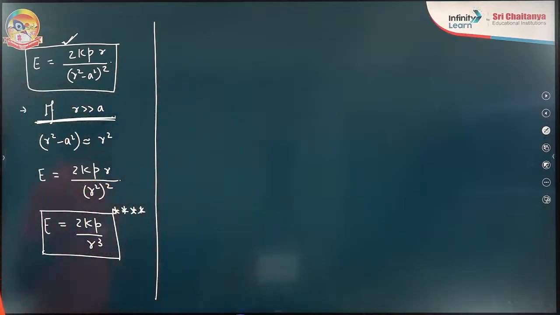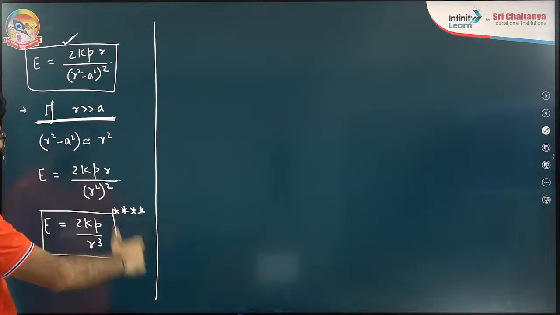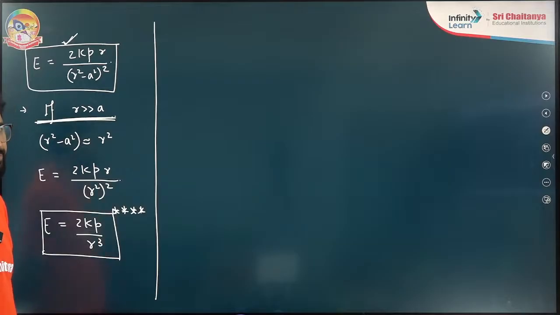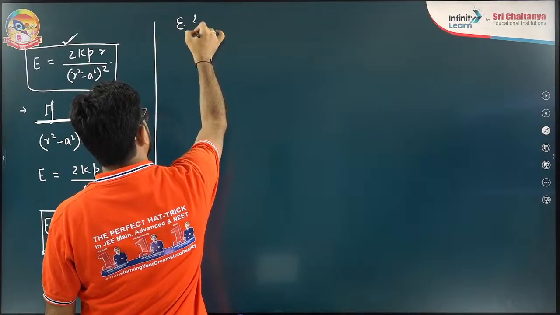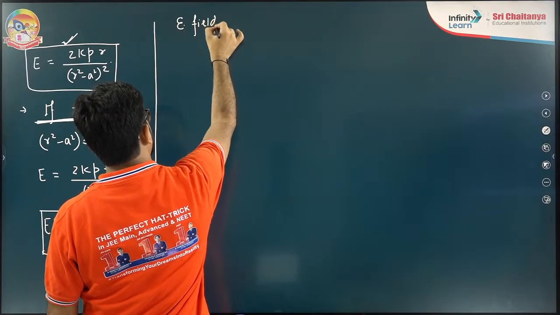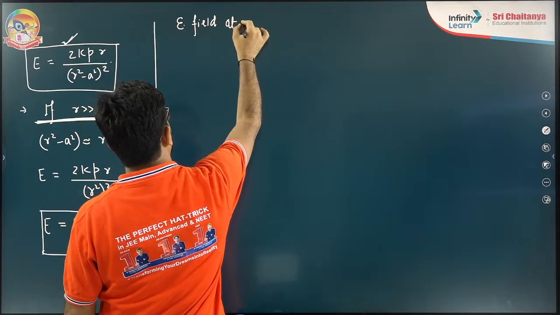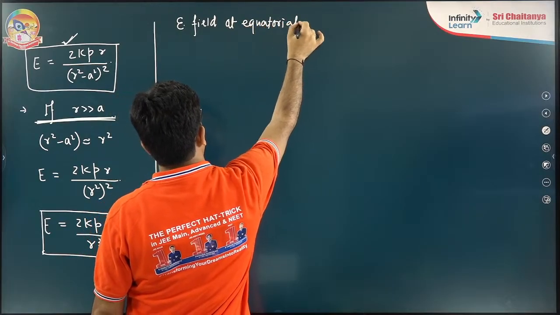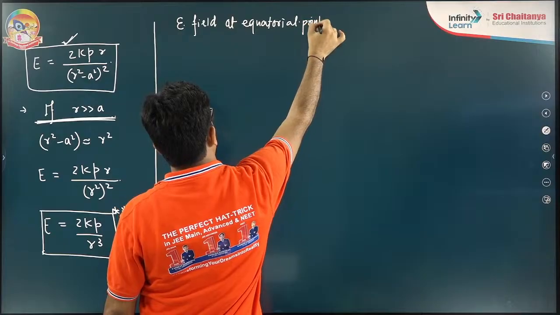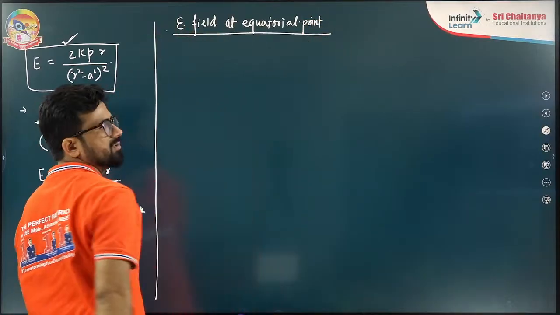Now, very good. Now this is clear to you. Now we can focus on another part. What is that, beta? We can go for the electric field at the equatorial position, the equatorial point. That is what we are going to solve.